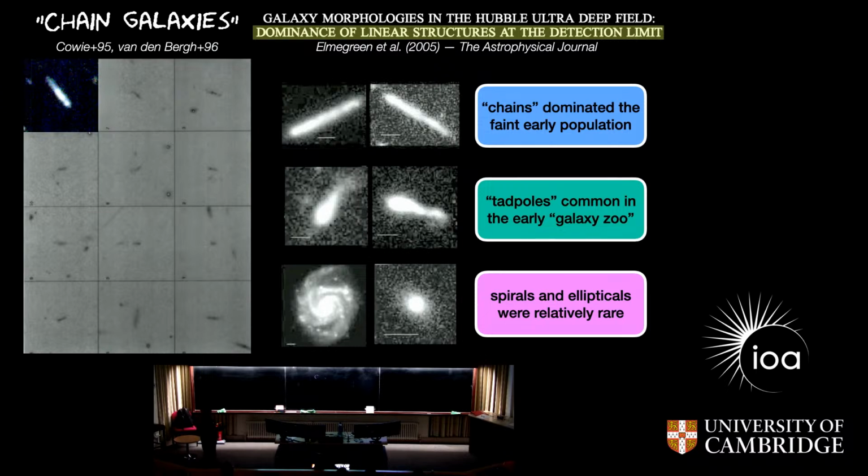There were also other classes of galaxies that were related, like tadpole galaxies, which were also very common in the early universe. They're like these asymmetric, lopsided galactic distributions of stars. And then the spirals and ellipticals that we're more familiar with, they were relatively rare in the early universe. They hadn't had time to really form their intricate, complex structures yet.